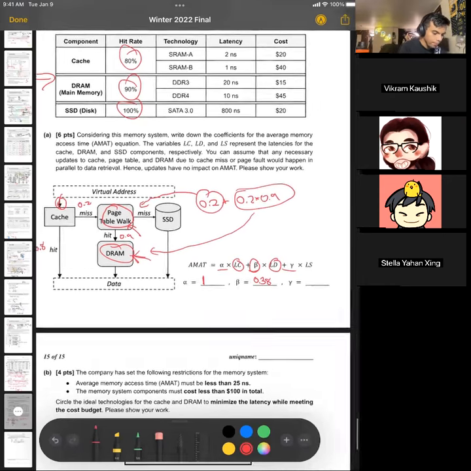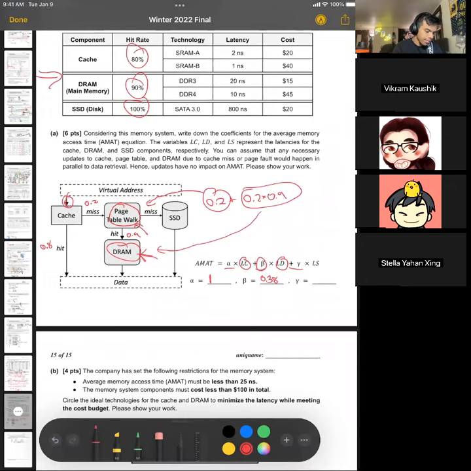So then our LS is our SSD or a disk, right? So how often are we accessing that? Well, we only access our disk when we get a miss here. So that's a 0.1. And so how often do we do it? Well, it's 0.2 times 0.1, which is 0.02.